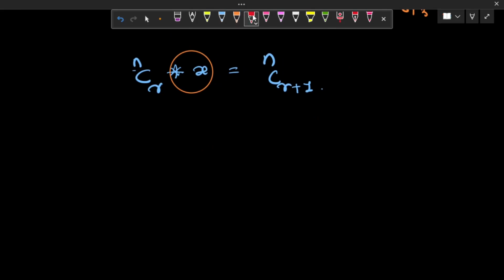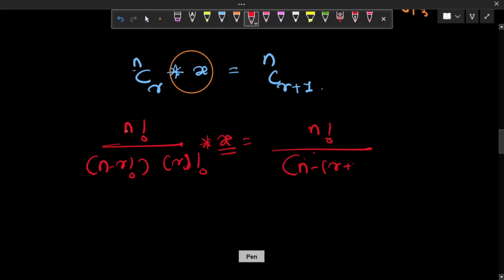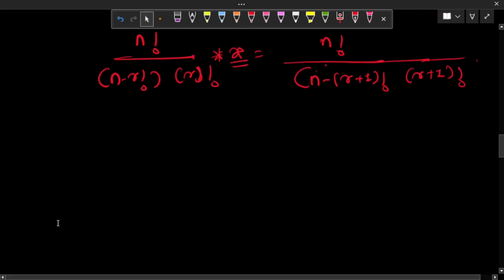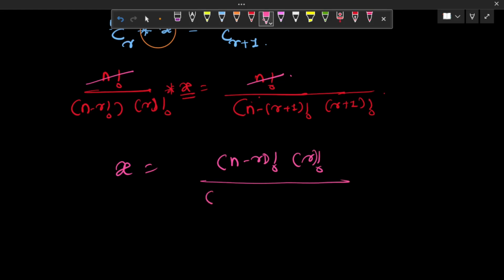So what is nCr? It is n factorial divided by (n minus r) factorial times r factorial, multiplied by x, is equal to nC(r+1). Okay, sorry, my bad: n factorial divided by (n minus r minus 1) factorial times (r plus 1) factorial. If I try to solve it, these two get cancelled, so x is equal to (n minus r) factorial upon r factorial upon (n minus r minus 1) factorial.